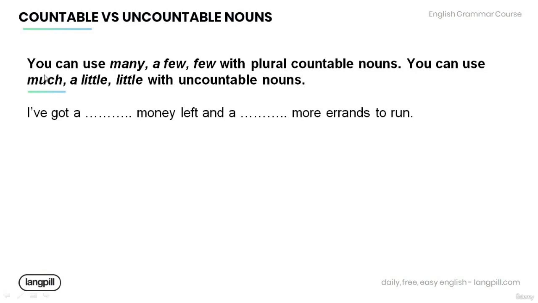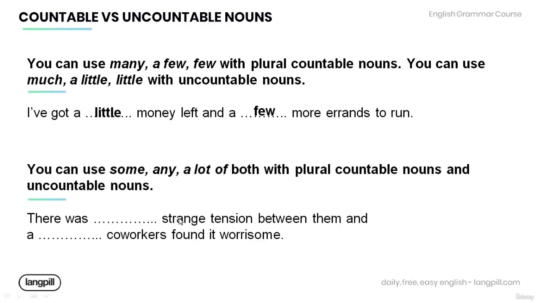Also remember that you can use many, a few, with plural countable nouns. And you can use much, a little with uncountable nouns. Now read the following sentences and fill in the blanks with either many, a few, or much, a little. I've got money left and more errands to run. I've got a little money left and a few more errands to run.